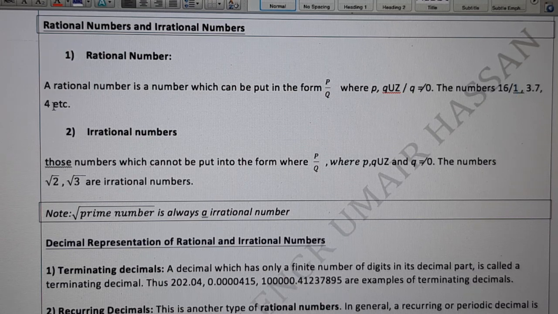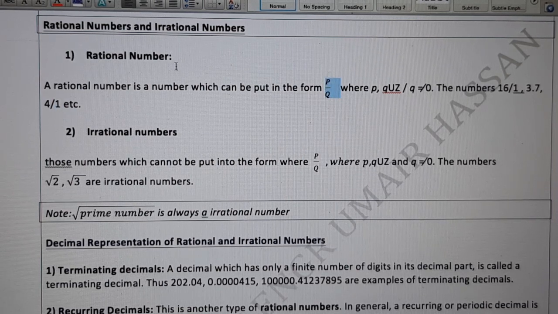Then we have 4. I am coming towards the decimal part, but first of all, let me discuss the whole numbers. Now we can write 4 as 4 by 1. Now 4 by 1 is 4. So this is p and this is q. So that means numbers in fractions.